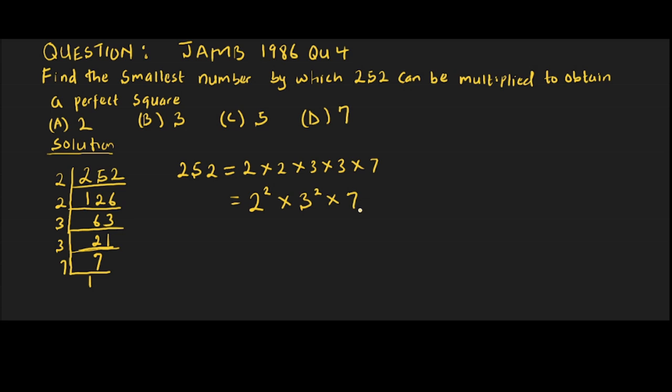So what we need to multiply with this is 7, so that for it to be a perfect square, we must have 2 raised to power 2 times 3 raised to power 2 times 7 raised to power 2. Here we are. So the smallest number to be multiplied with 252 to make it a perfect square is 7. The option is option D.